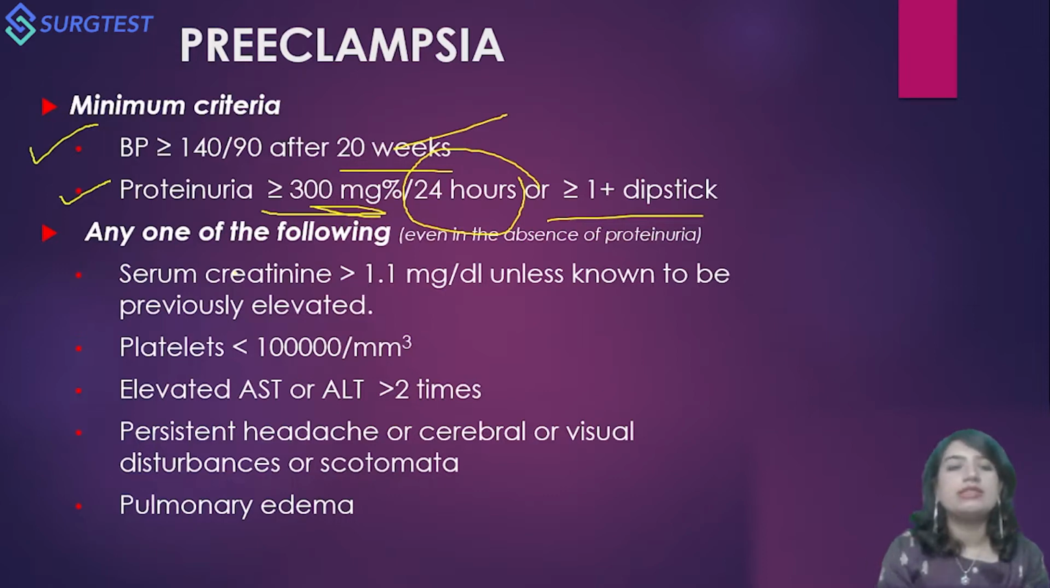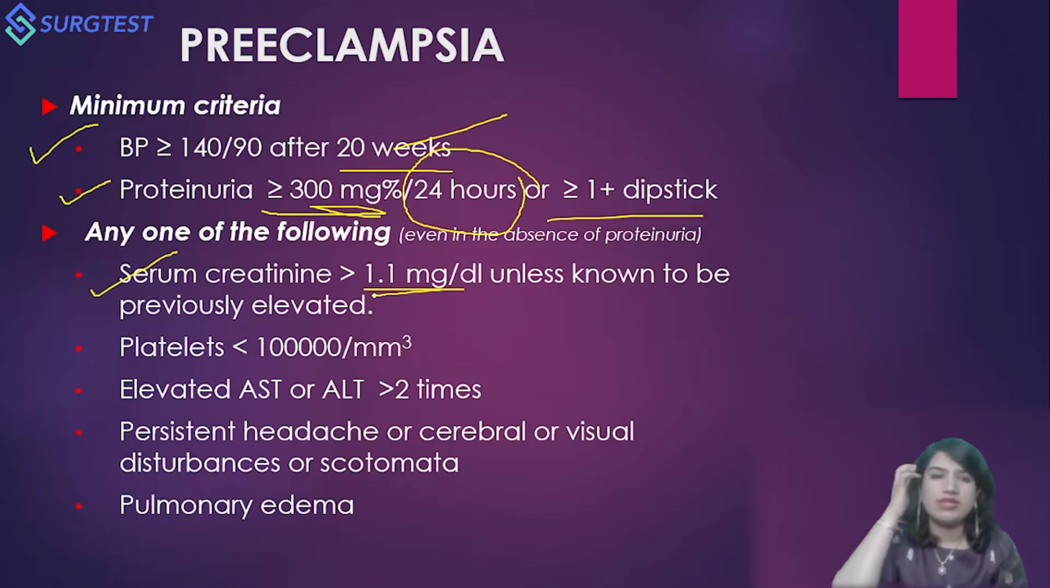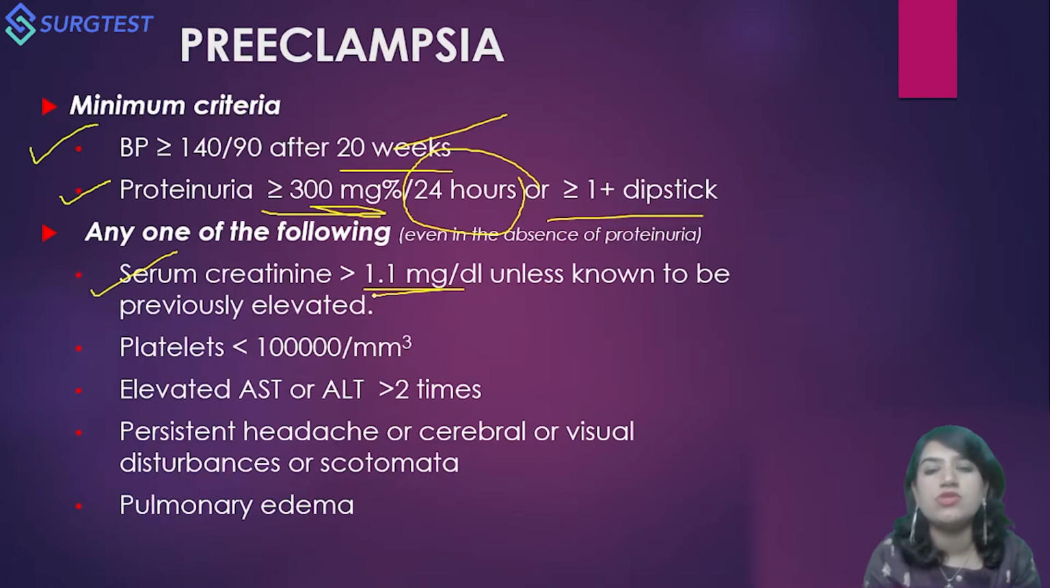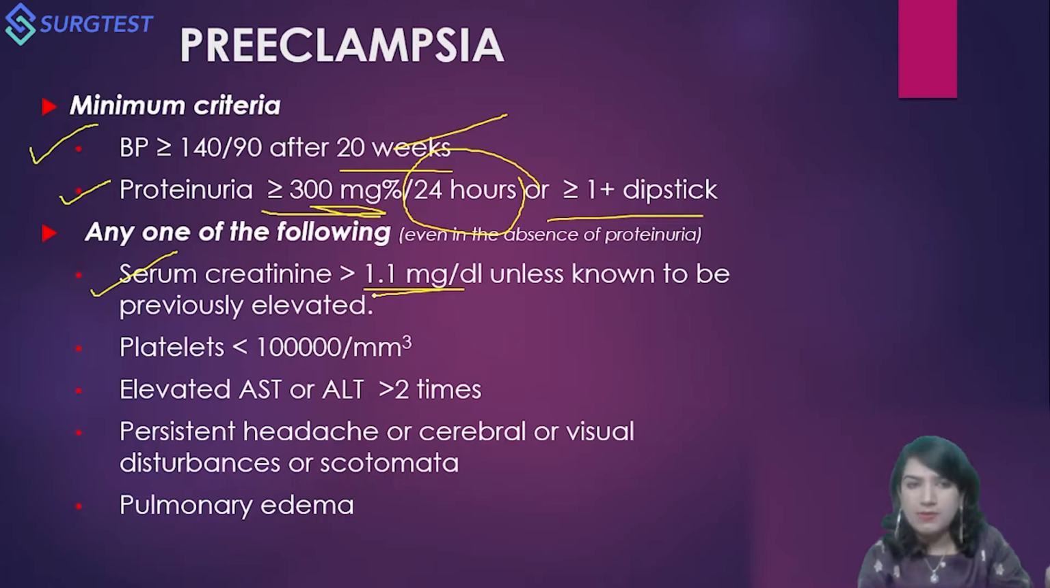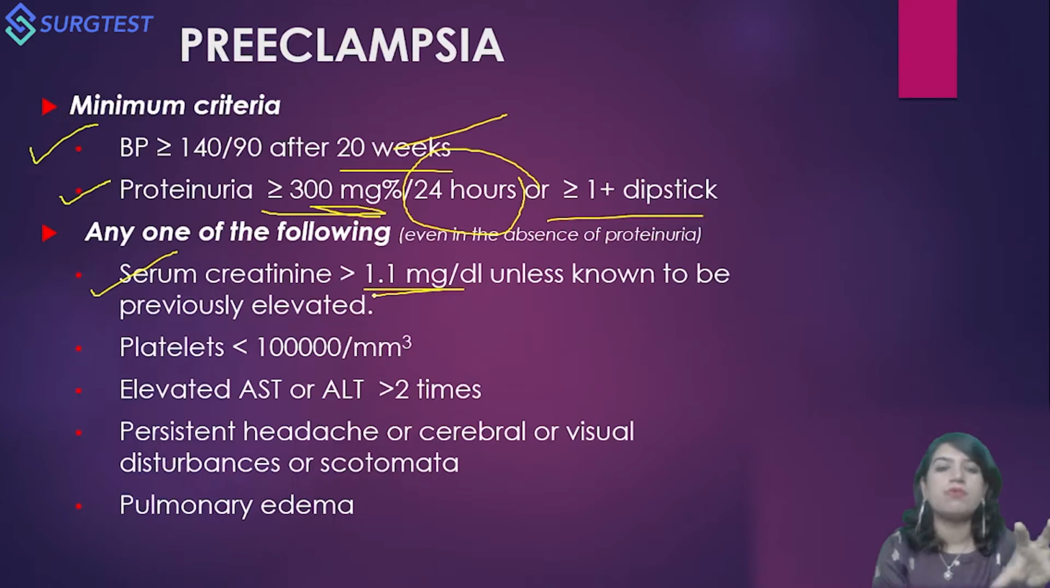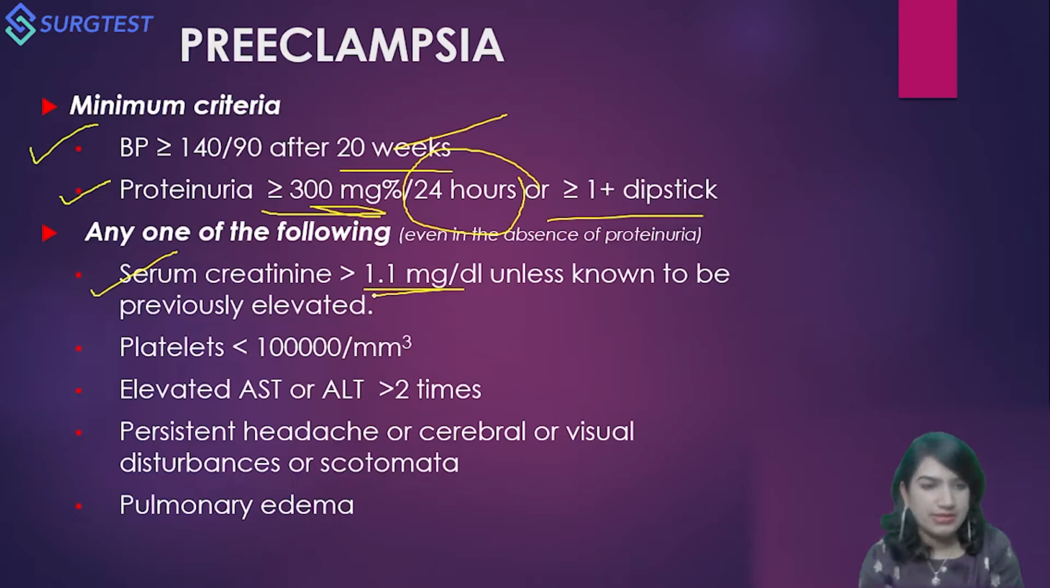Number one, a serum creatinine equal to or more than 1.1 milligram percent unless it was known to be previously elevated. So this is not the case in a woman who is known to have a raised serum creat prior. It is only when it is in accordance with the high BP recordings and there is no other explainable cause for this raised serum creatinine. There we take the cutoff as 1.1 milligram percent.